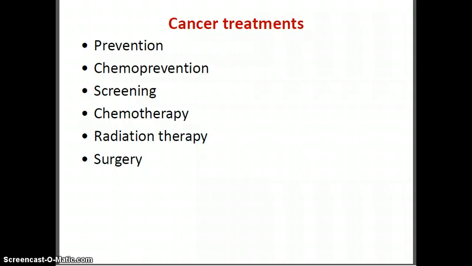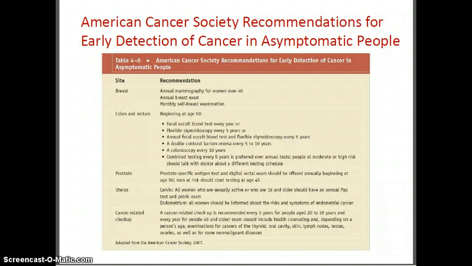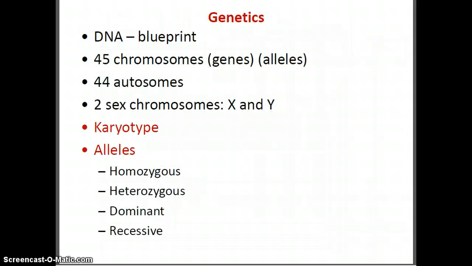All right, prevention. Reduce your risk factors. Get screened. And so forth. All right, here's recommendation for asymptomatic. Discuss these with your doctor, or if you become a medical practitioner in contact with patients, discuss these various screening tests that are available.